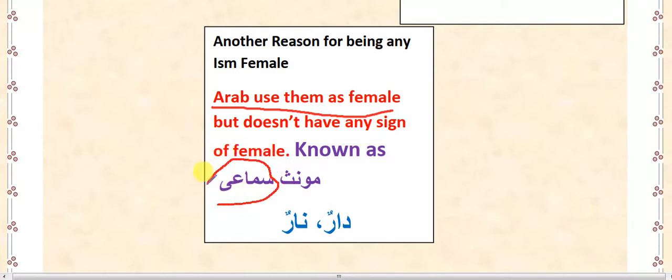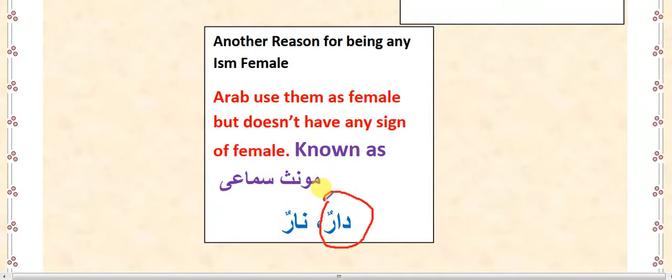We heard that the people of Arabia use this word as muannas. That's why we are using that word as muannas. For example, I wrote here darun. Darun means room, a small room, or you can say a single-room home.